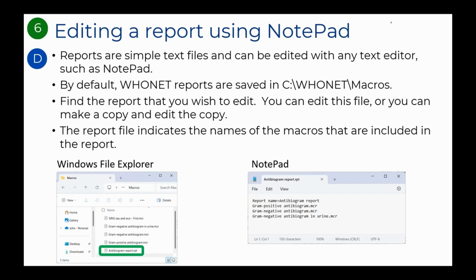The first row of the report file indicates the name of the report. This is then followed by the names of the macro files that should be included in this report.